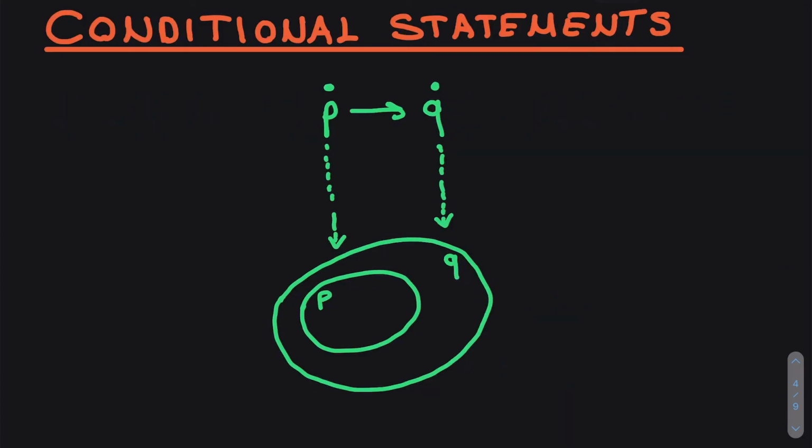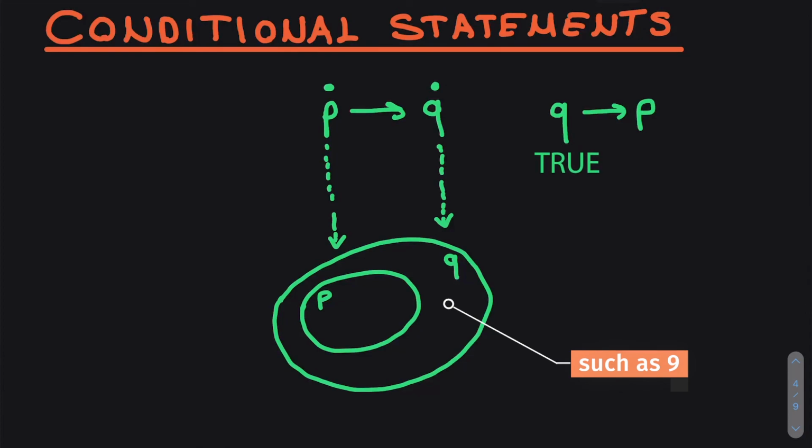On the other hand, the converse of this statement, which is if a number is divisible by 3, then it's also divisible by 6, is false, because there are numbers divisible by 3 but not divisible by 6. So, the premise is not sufficient for the conclusion in the converse of the original statement.